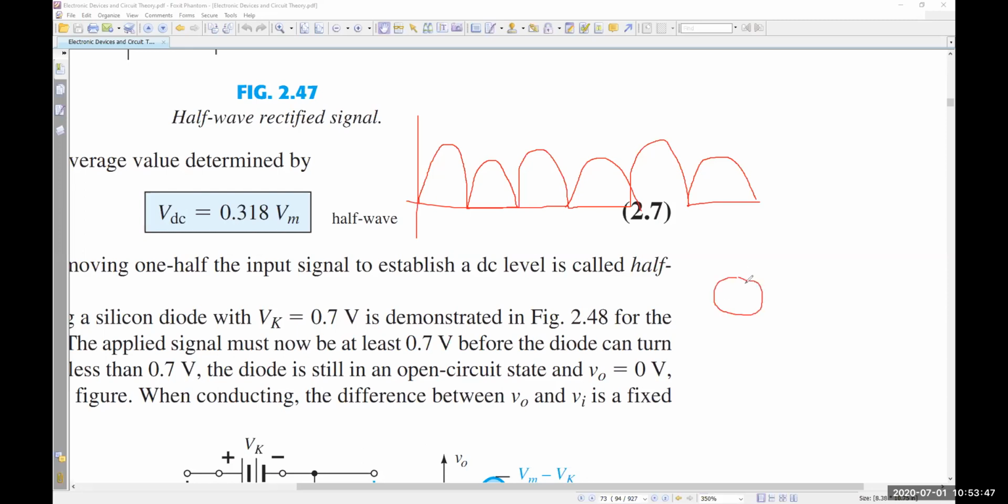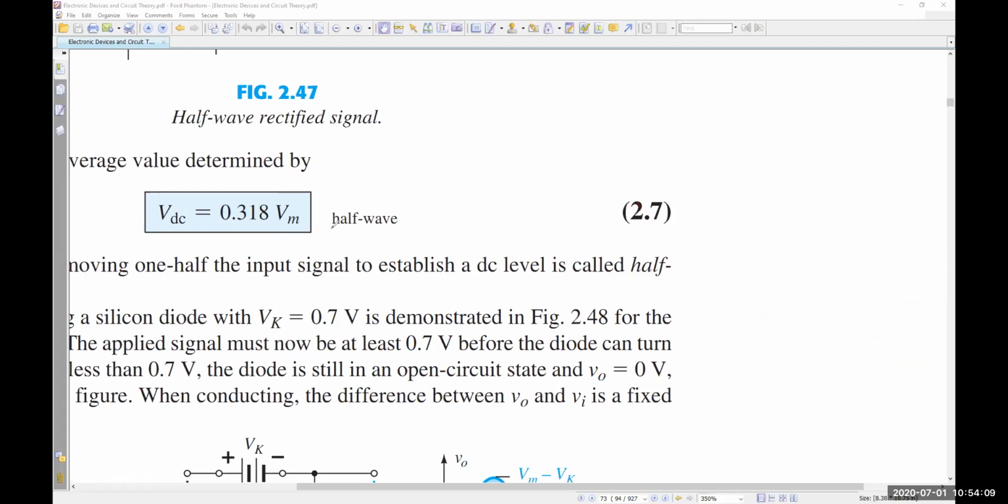So if you make 0.318 double, your value will be 0.636. And you have VM, your VM will remain here. So that is your formula for double, that means full wave. For half wave, your formula was 0.318 into VM. For full wave, your formula will be 0.636 VM.